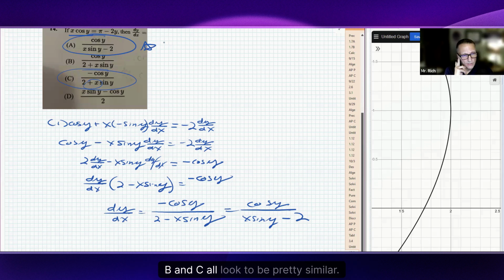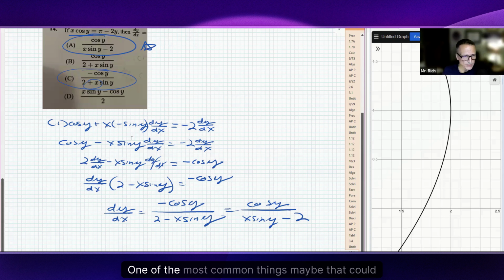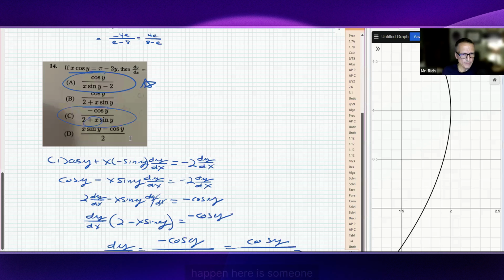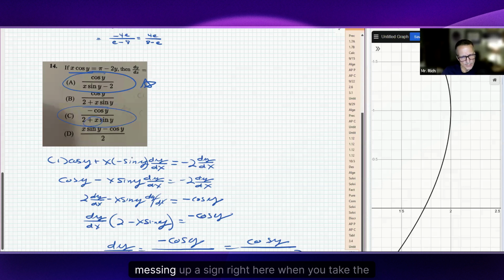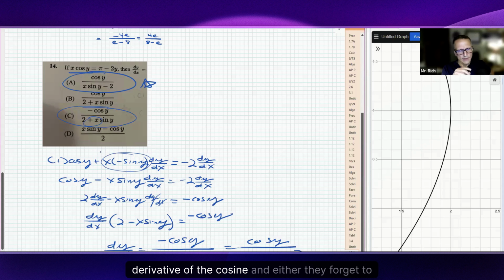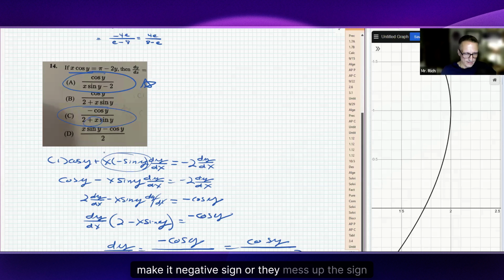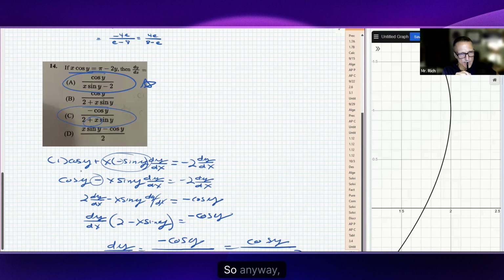So A, B, and C all look to be pretty similar, so it's worth going back and checking. One of the most common things that could happen here is someone messing up a sign when you take the derivative of the cosine. Either they forget to make it negative, or they forget to bring this minus out to the front. At any rate, I like my answer. I'm sticking with it. I hope that helps.